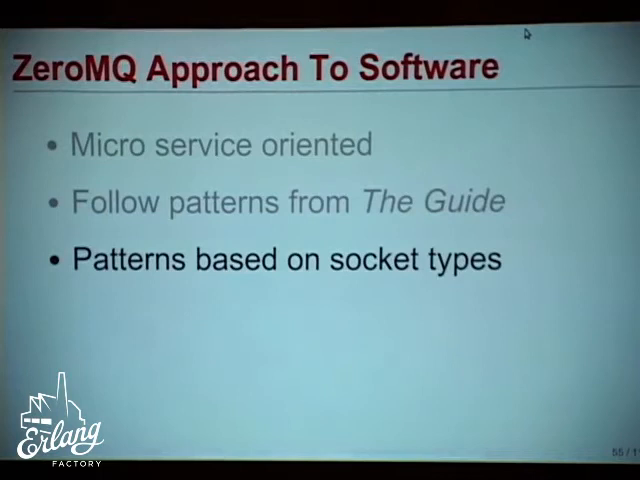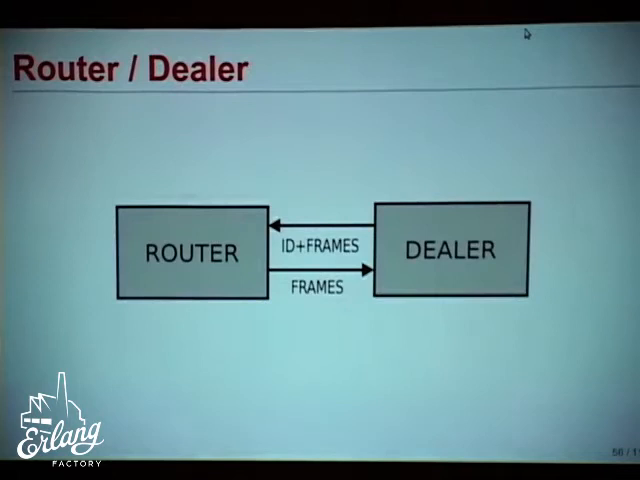CZMQ works, as we've seen, with sockets. So you create some sockets and you send messages. The sockets have flavors. They have different characteristics. The mother and father socket types, like the top of the pyramid here, are the router and dealer. And this is getting into CZMQ jargon or nomenclature. When you read the guide and the documentation, these will become very familiar. But very quickly, a router effectively acts as a server, and a dealer effectively acts as a client. In CZMQ, there is really no distinction between client and server.